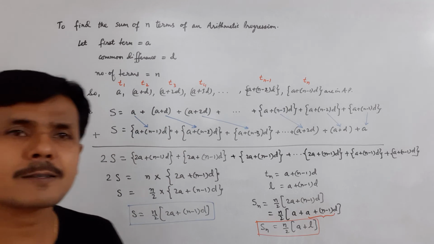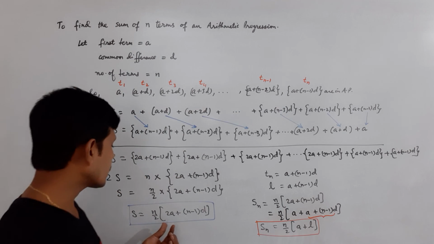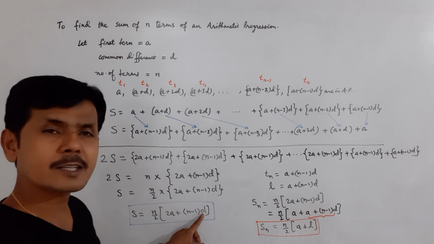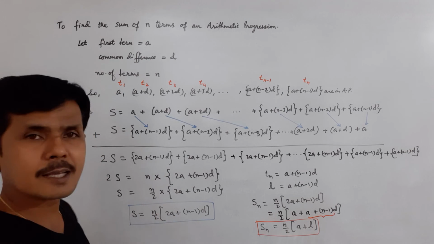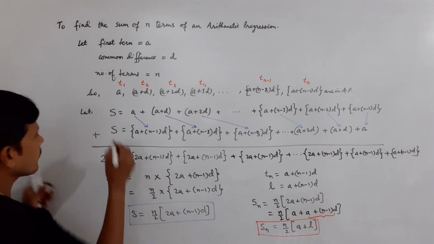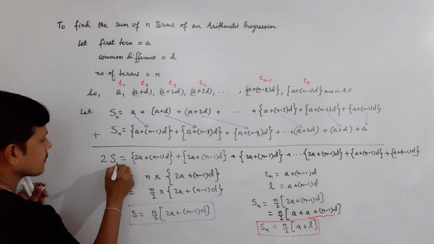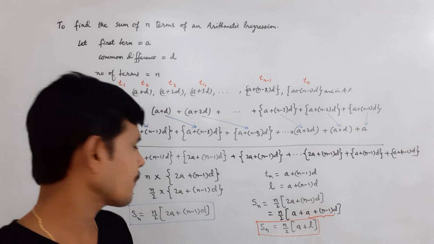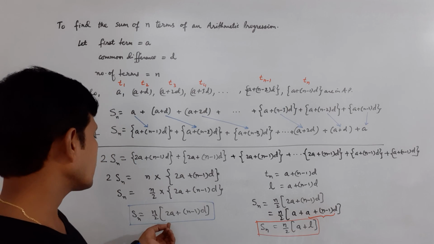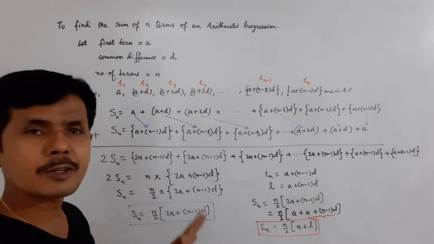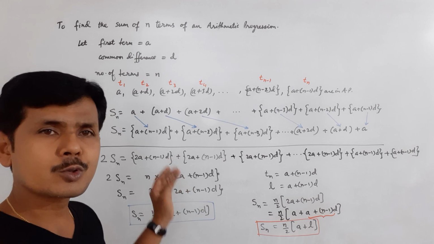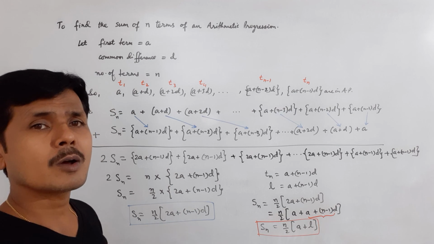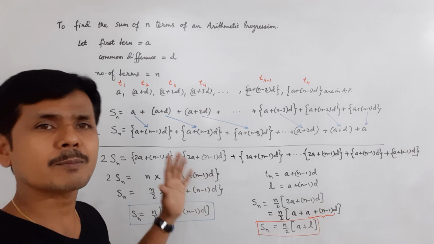Now, how do these two formulas work? If we look carefully over here, we have the first term A, the common difference D, and the number of terms, that is n. We can write the sum of n terms like this. It signifies the sum of n terms. Over here we have total variables 1, 2, 3, three variables. That means you should know the first term, the common difference, and the number of terms. Then you can find the sum of all the terms of the given arithmetic progression.